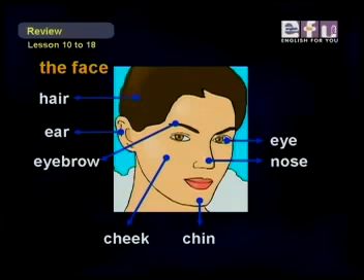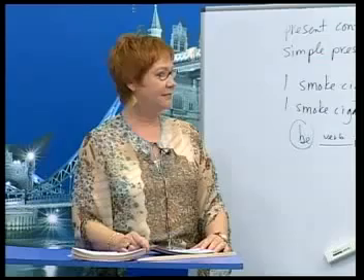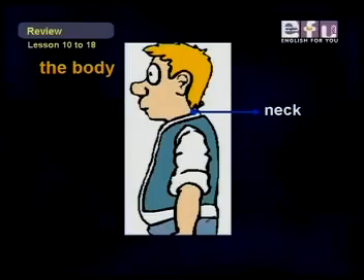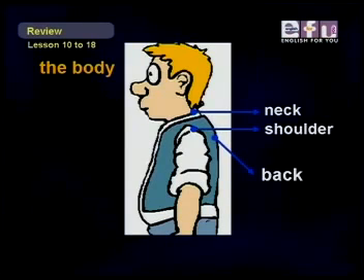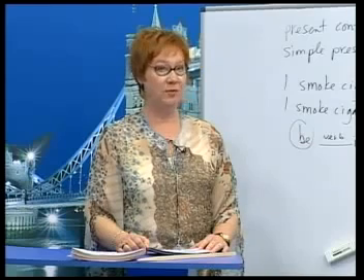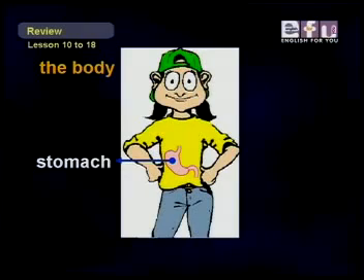And the eye, she has brown eyes. Forehead. And now here's somebody else's body. Okay, let's look at his body. The neck, shoulder, back, arm, chest. Here's her body. And inside, you can see the stomach.